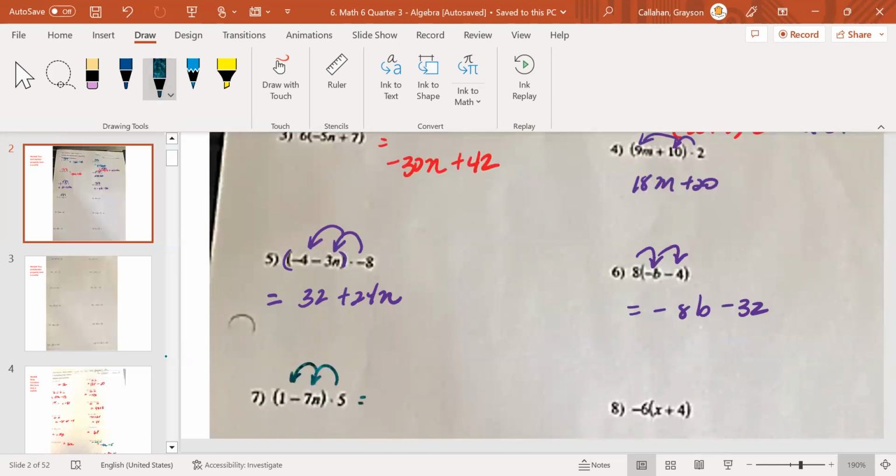Next, we're going to do number 7. We're going to get 5 minus 35n.